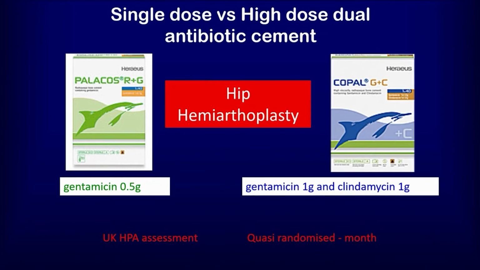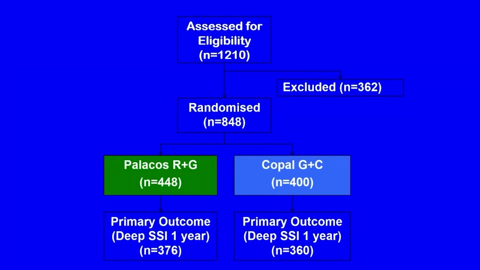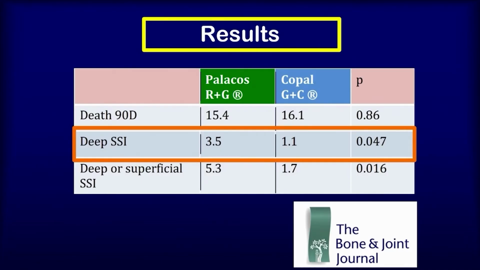This is a randomized trial of 2 different types of cement, and this was a large study. It was done in my organization, with some 848 patients randomized to have these two different types of antibiotic cement. One, the Copal cement, was higher dose and had two different antibiotics. And the results of this were quite striking.